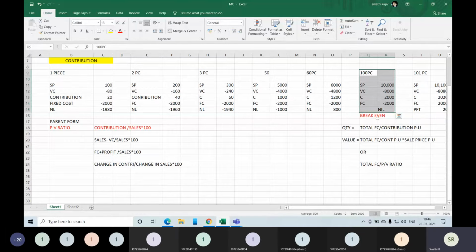So with that point, what is the formula to calculate it? Always remember, break even's relationship is with your fixed cost. Your break even point is directly related to your fixed cost, so all the formulas of break even will have fixed cost in them. If you're finding the quantity, the formula is total fixed cost divided by contribution per unit. If you find the value, it is total fixed cost divided by contribution into sale price, or instead of doing all this, we can do total fixed cost divided by PV ratio directly, because this is nothing but PV ratio itself, contribution divided by sales. That's what we are doing.